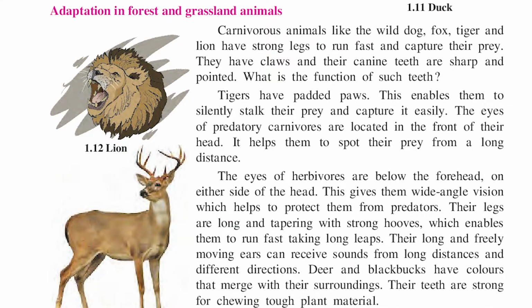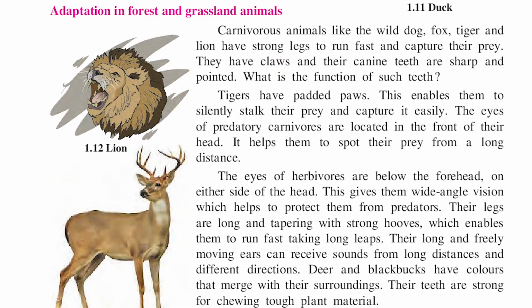Adaptation in forest and grassland animals. Carnivorous animals like the wild dog, fox, tiger, and lion have strong legs to run fast and capture their prey. They have claws and their canine teeth are sharp and pointed. What is the function of such teeth? Tigers have padded paws. This enables them to silently stalk their prey and capture it easily.